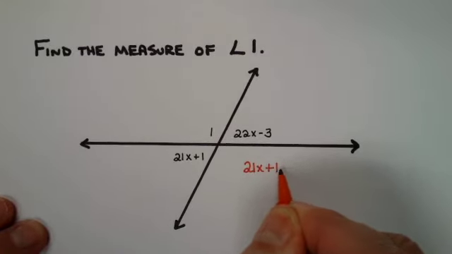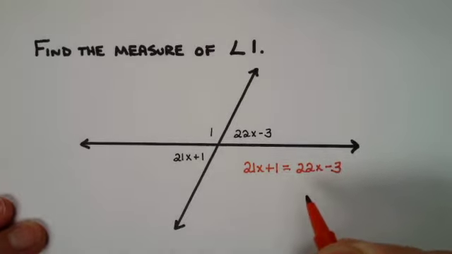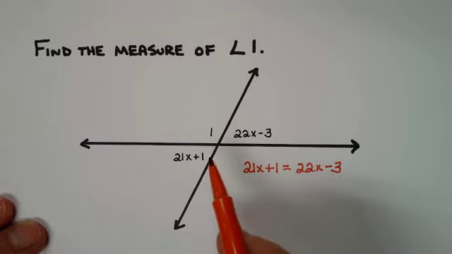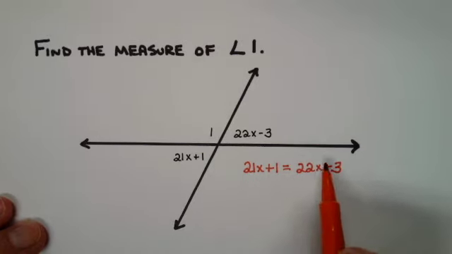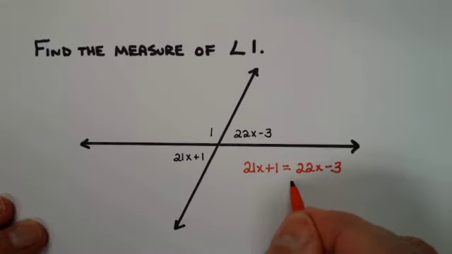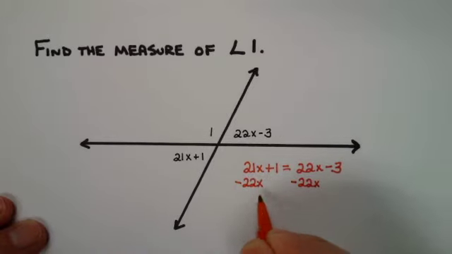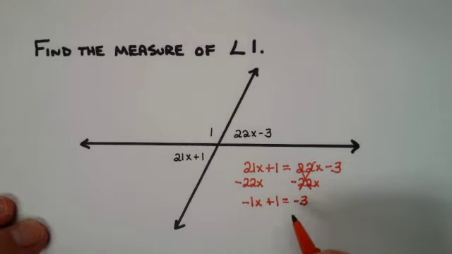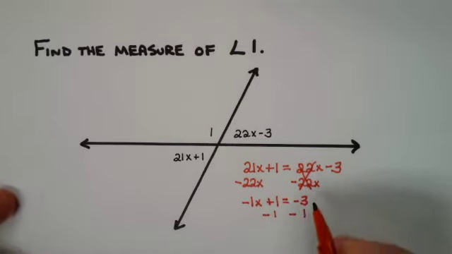21x plus 1 is equal to 22x minus 3. I'm able to set these two things equal to each other because these are vertical angles. Now I need to solve this. What do I do when I have variables on both sides? I get rid of this variable over here first by subtracting 22x from both sides. Negative 1x plus 1 is equal to, this cancels out, negative 3. I need to do the opposite of plus 1. That's minus 1. Subtract 1 from both sides.